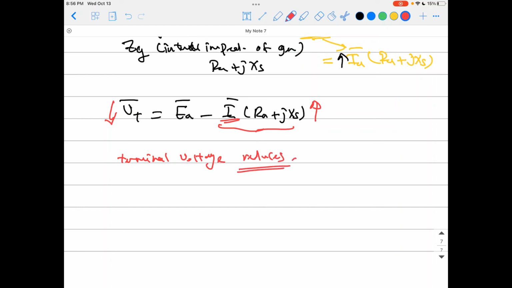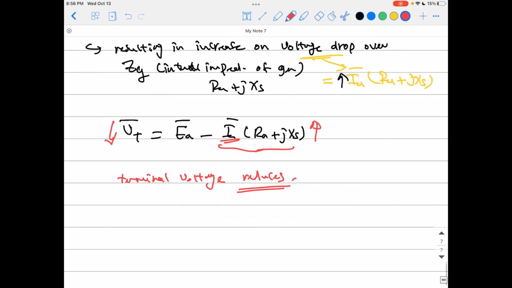And that's something not good at all. Why? Because we're talking about a generator. You need the generator to produce power at a fixed terminal voltage, because most of the appliances and loads you're using are very sensitive to changes in the voltage applied to them. Just imagine you are using a charger to charge your phone. It's designed to work at a certain margin of voltage. If your voltage goes down, that can cause this charger to blow up or burn.